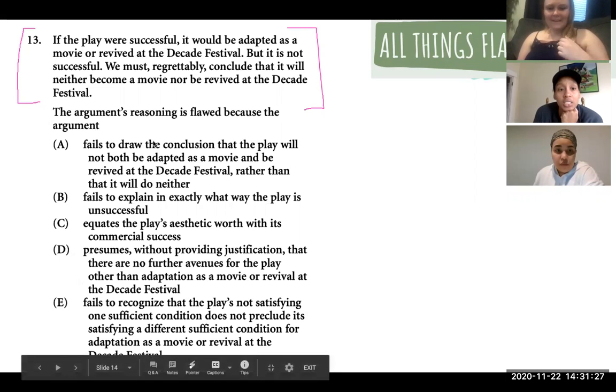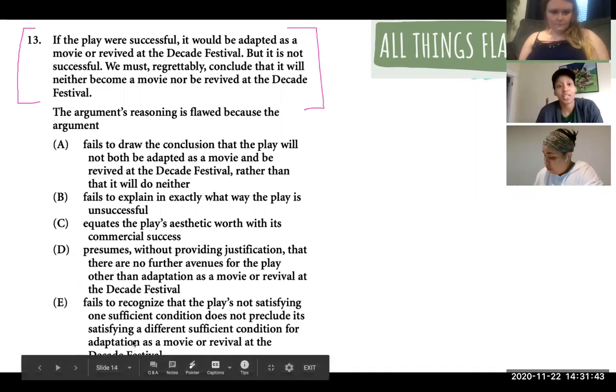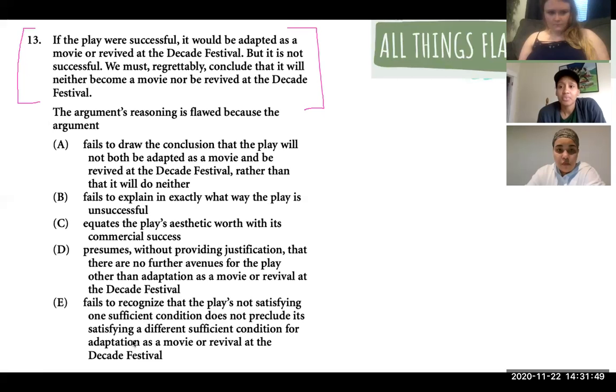Did you catch all what we were saying here? So it either can be adapted as a movie or revived at the Decade Festival. But if it's not, then the conclusion is that it will neither be a movie nor revived at the Decade Festival. Like, I found the conclusion in the premise, I guess. Yeah. Okay. So our conclusion is we must regrettably conclude that it will neither become a movie nor be revived at the Decade Festival. And whenever it says "it," what is it referring to?